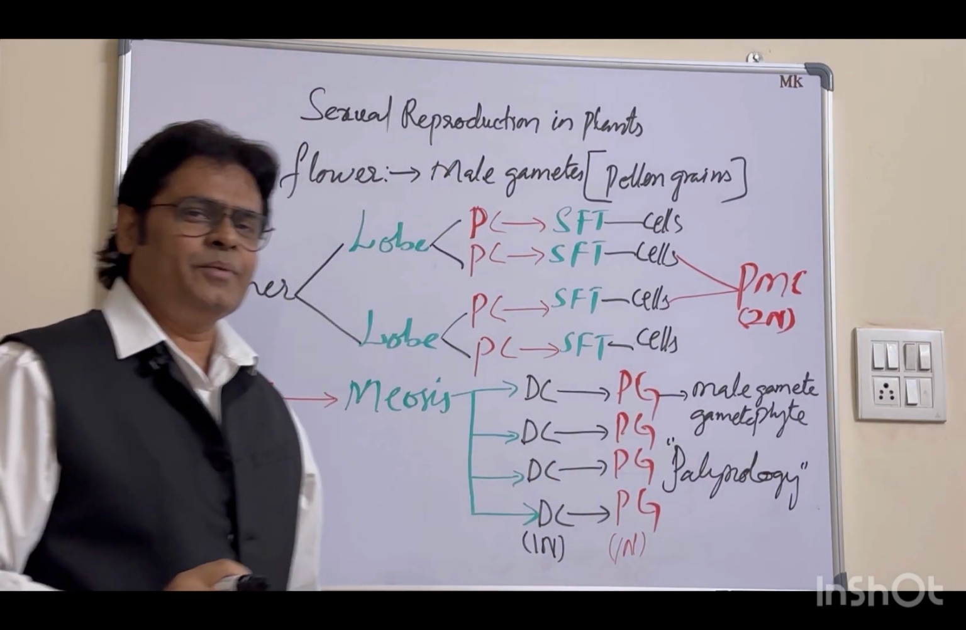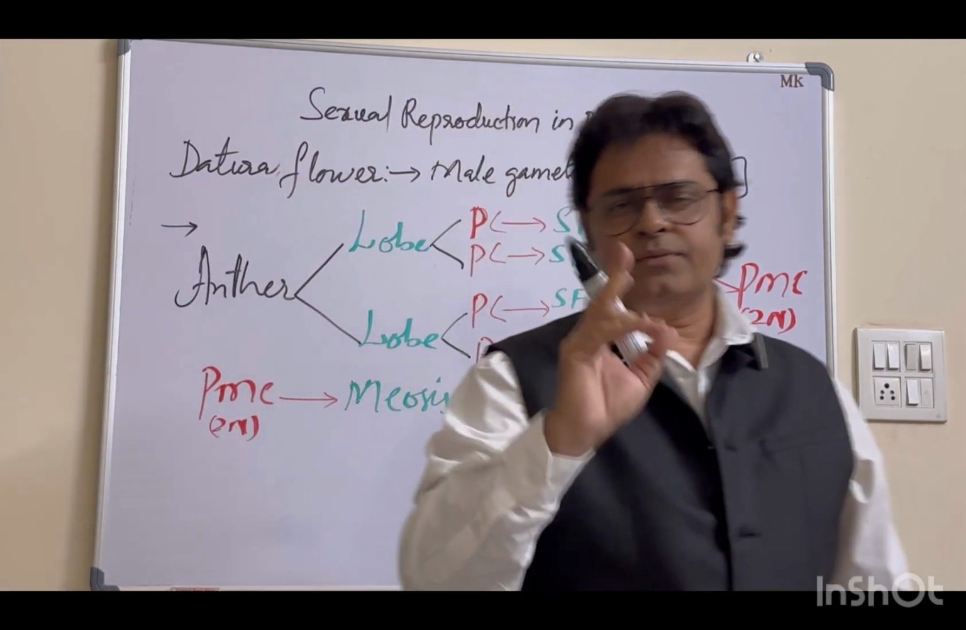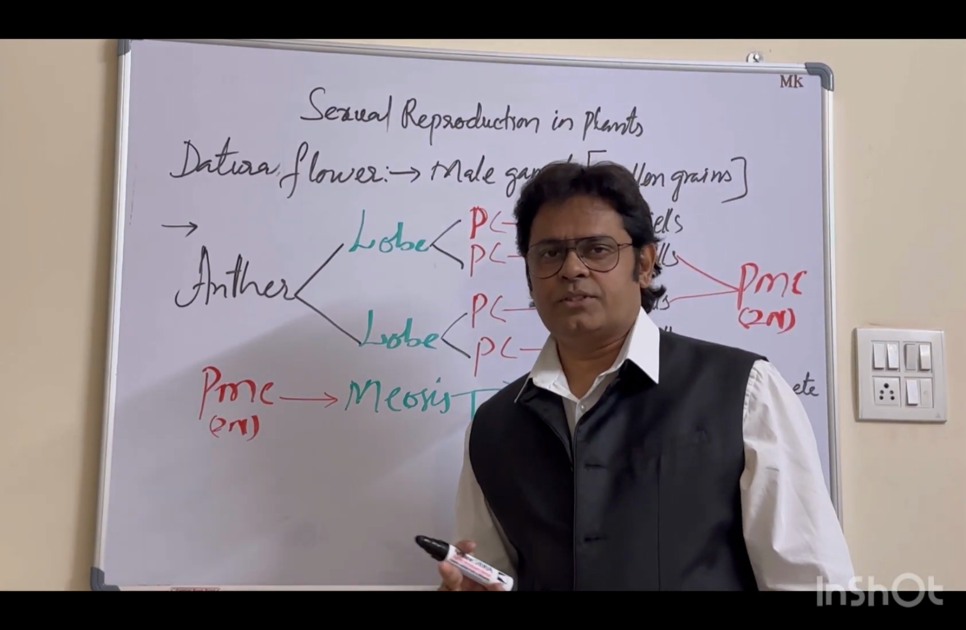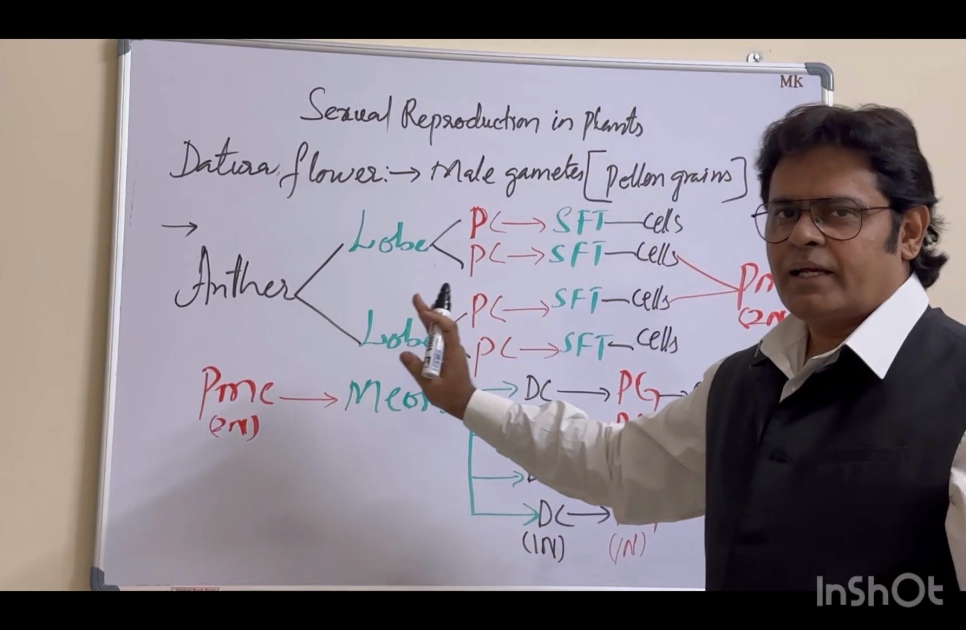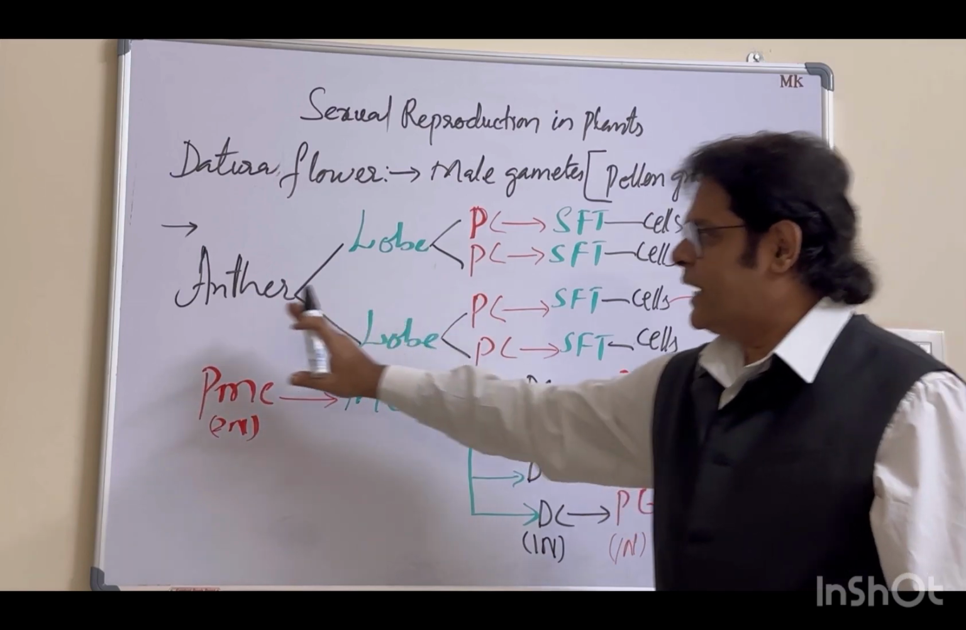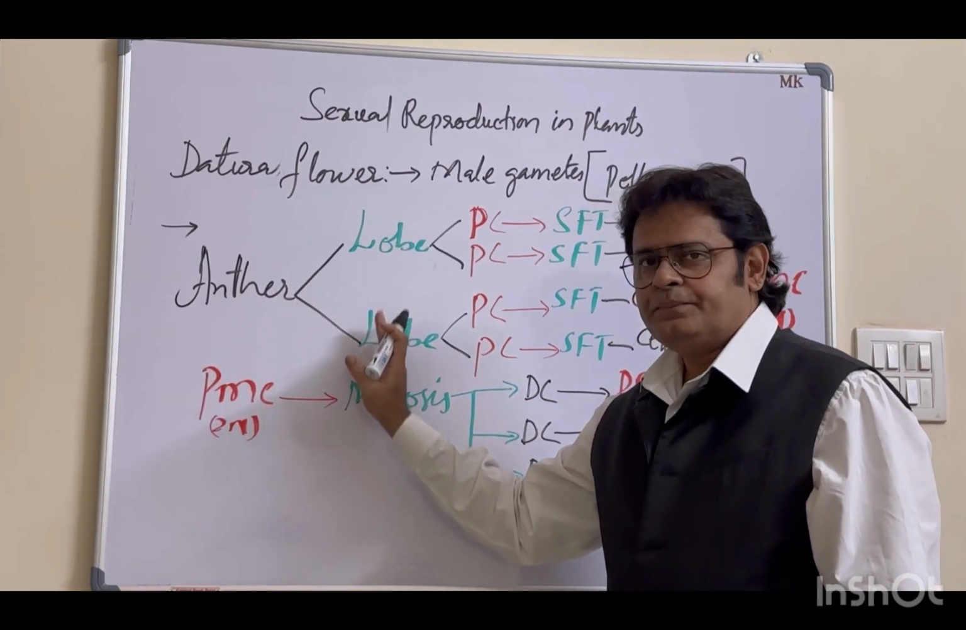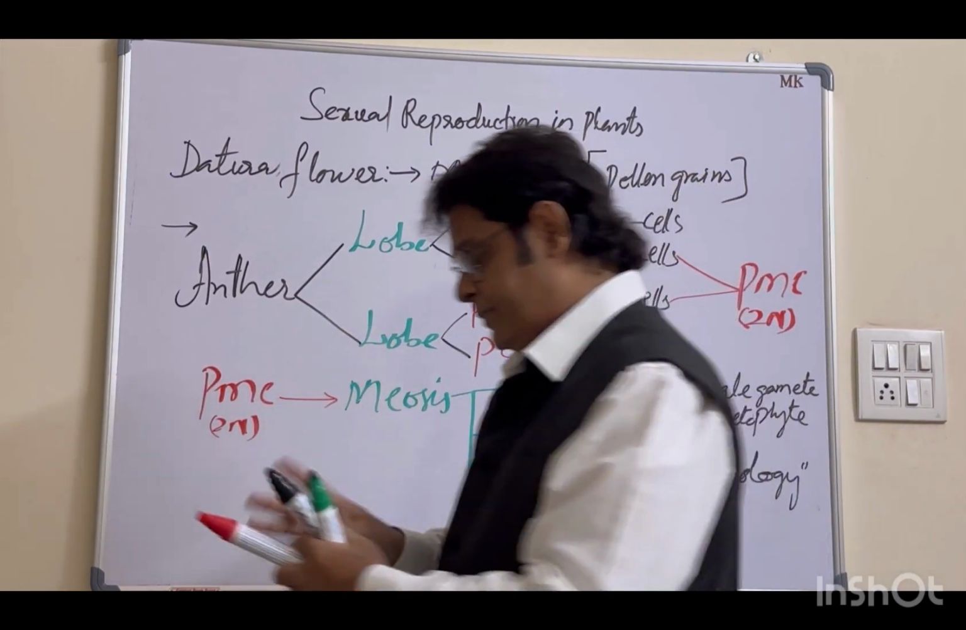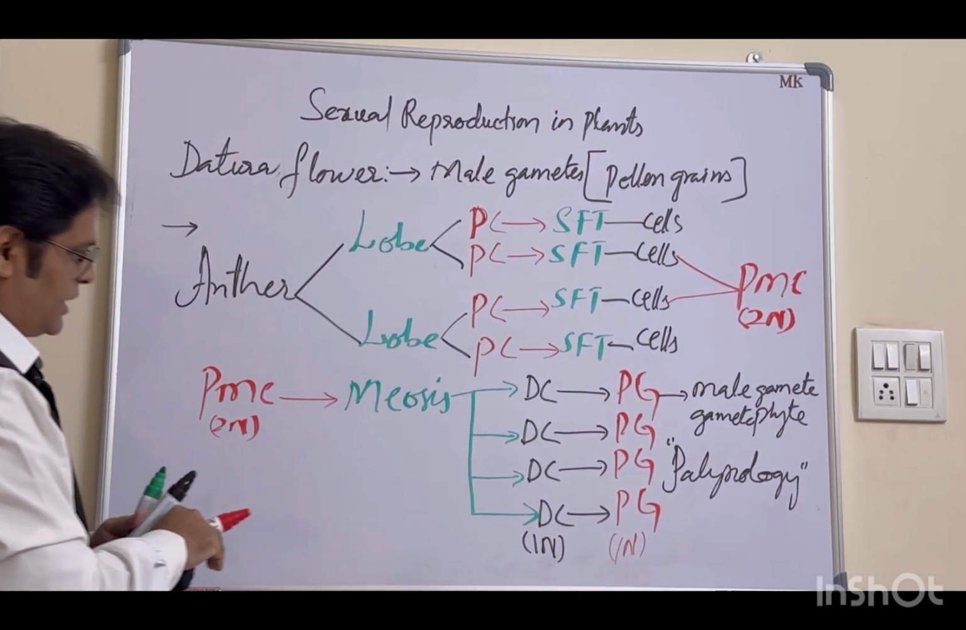Clear? Hope everybody has understood. Easy topic, okay? It is for the 10th as well as in the second year also. Shall I explain once more? Listen carefully once more. Anther consists of two lobes. I'll show by the diagram. With the diagram, you can understand still more clearly.